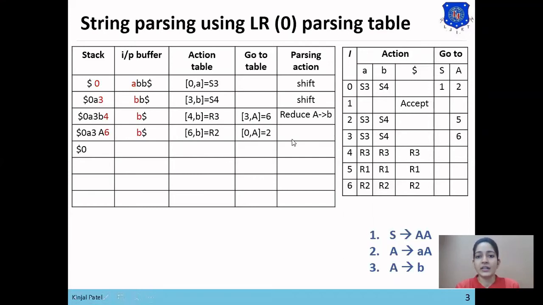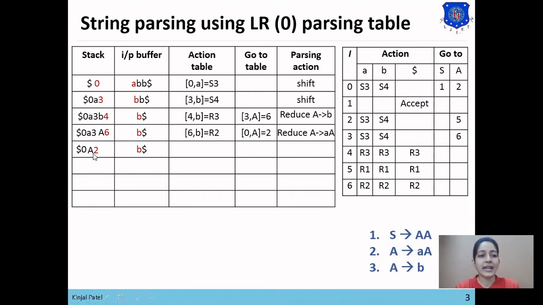So here reduce A derives A. Now here you can see that our A3, A6 will be replaced by its non-terminal A. So A should have some value. So which value? So we'll check for the 0 on A. As 0 on A equals 2, so A2 will be placed in stack. And in input buffer, there is input B dollar.